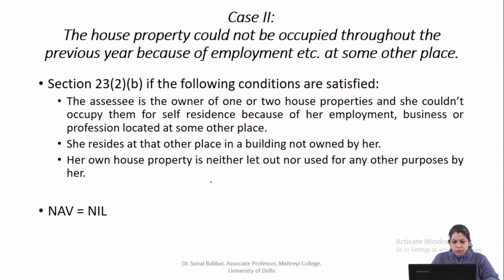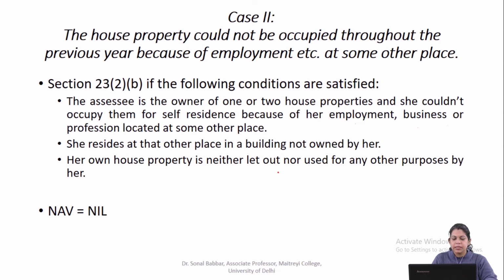Now we come to case 2, where the house property could not be occupied by the owner throughout the previous year because of employment, etc. at some other place. Section 23(2)(b) will be applicable if the following conditions are satisfied. The assessee is the owner of 1 or 2 house properties and she couldn't occupy them for self-residence purposes because of her employment, business or profession located at some other place. She resides at that other place in a building not owned by her.